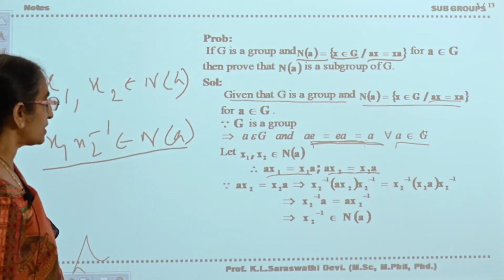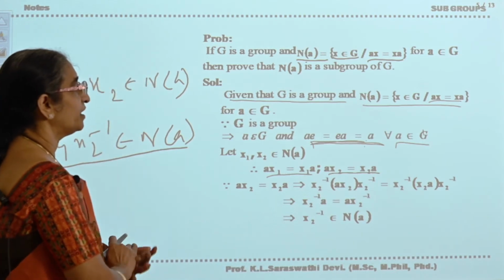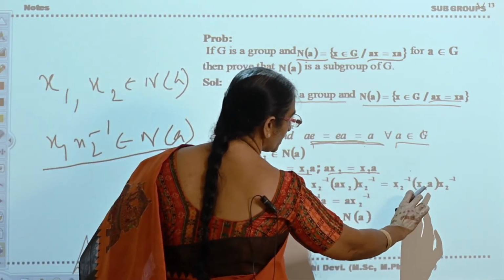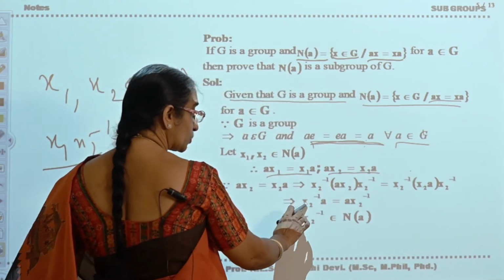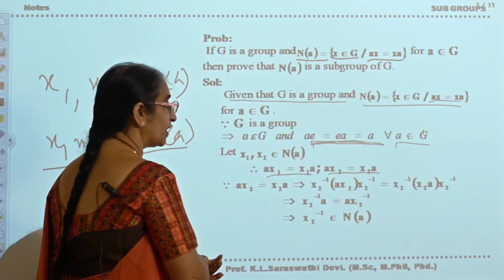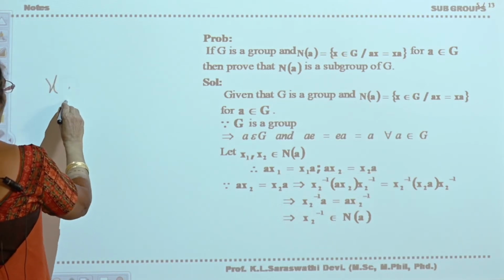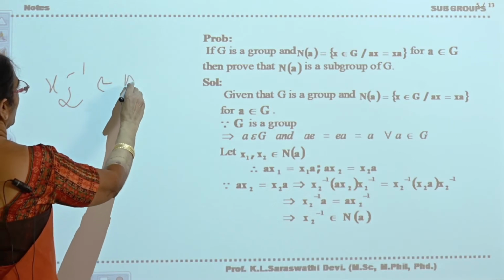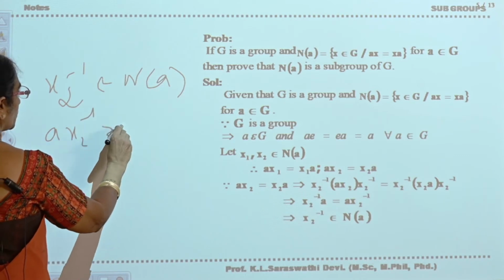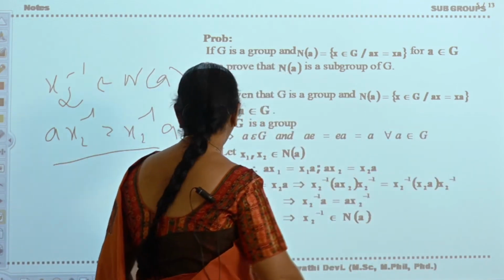Now consider Ax2 is equal to x2A, multiply on both sides with x2 inverse. So x2 inverse A x2 x2 inverse is x2 inverse x2 A x2 inverse. That is x2 inverse A is equal to A x2 inverse. Therefore, x2 inverse belongs to N of A. Now what you got? x2 inverse belongs to N of A. That means A x2 inverse is equal to x2 inverse A by the property of N of A. Now you got it.